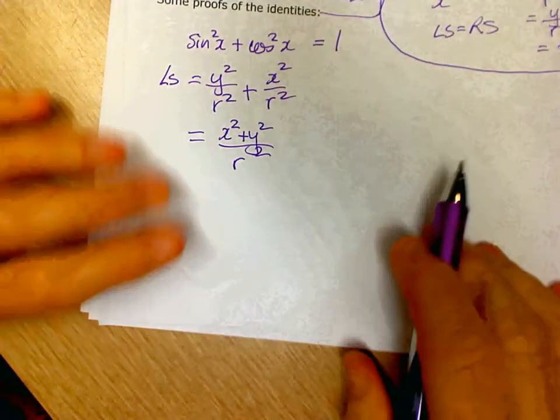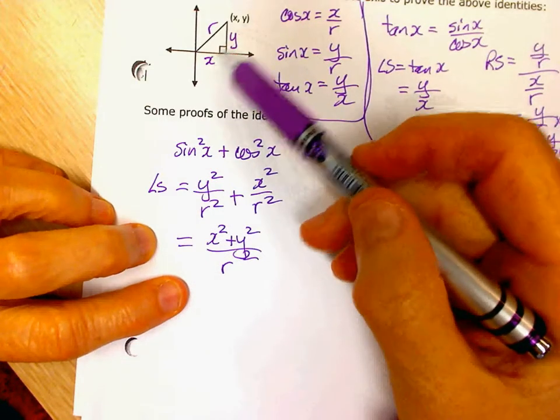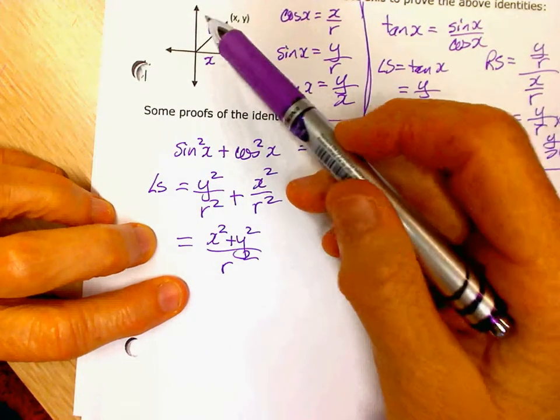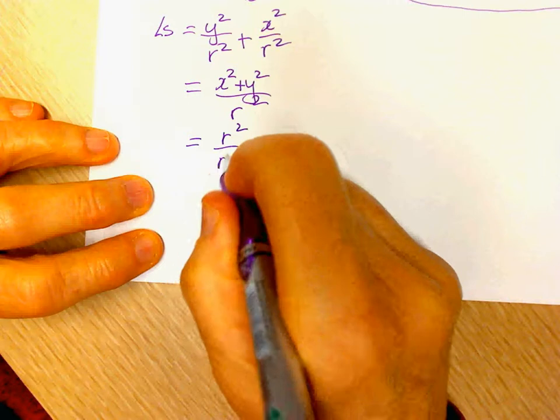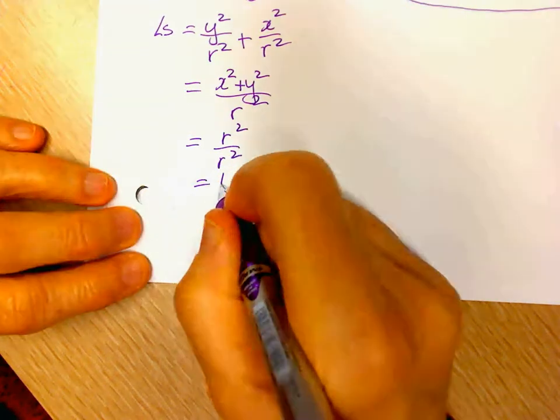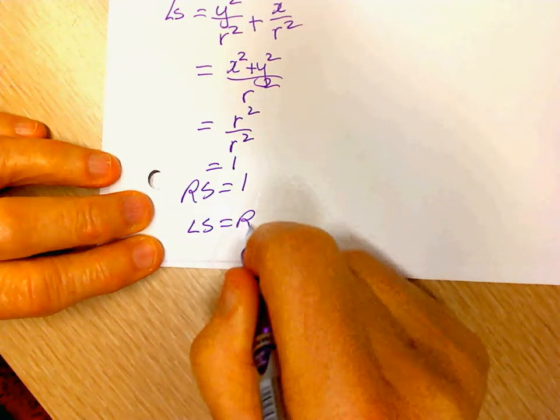And you know, by the Pythagorean theorem, x squared plus y squared equals r squared. So you have r squared over r squared. That equals 1. Right side equals 1. So your left side equals your right side.